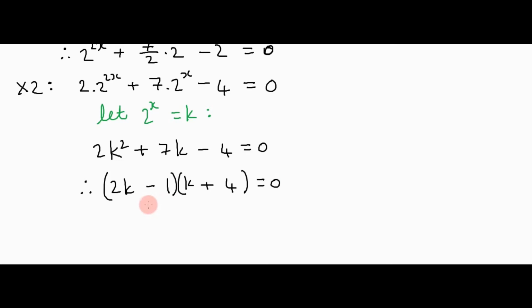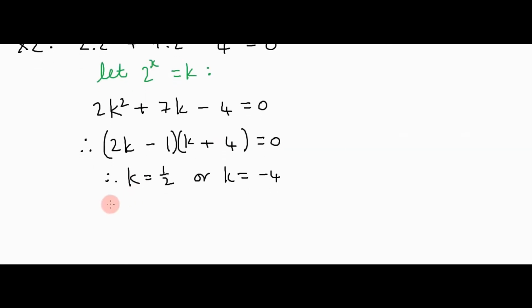Then, using the zero product rule, we can solve for k. So k will equal a half, since 2k minus 1 is 0. K will equal a half, or k will equal negative 4. Now we can bring back our x's. K was 2 to the x. So 2 to the x equals a half, or 2 to the x equals negative 4.